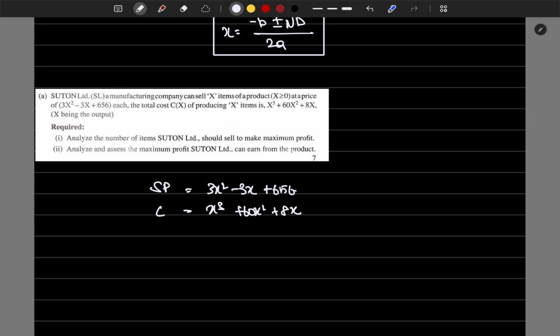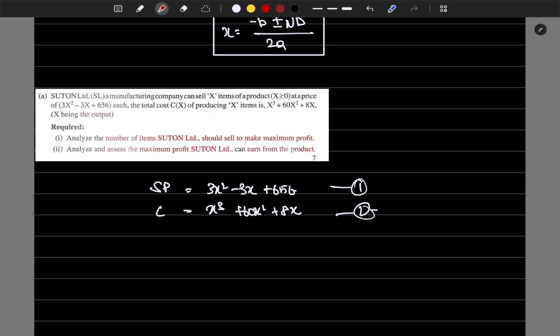So we have two equations. What they have asked in the question, with x being the output level, is to analyze the number of items Sutan Limited should sell to make the maximum profit. We have to find the number of items that will give us the maximum profit, and then assess the maximum profit Sutan Limited can earn from the product.